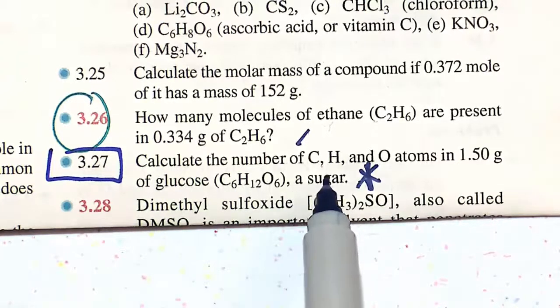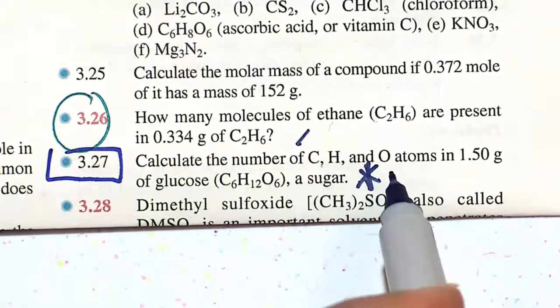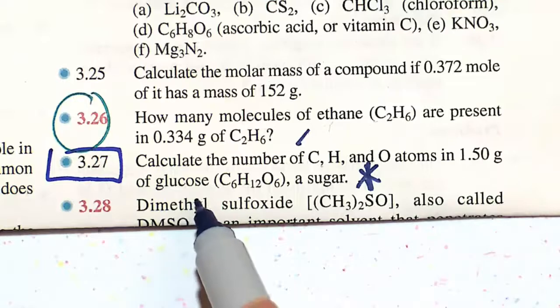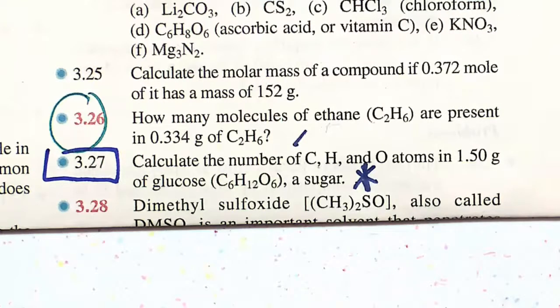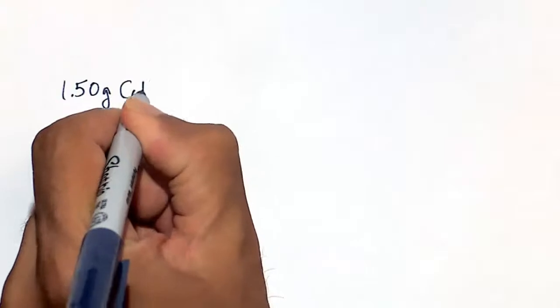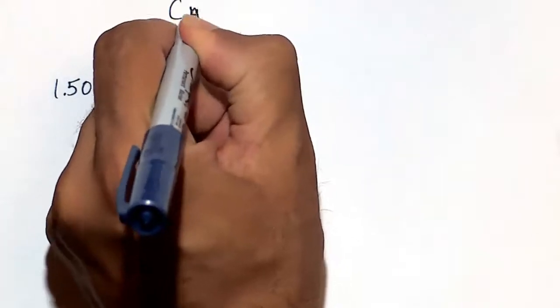Calculating the number of C, H, and O atoms, so that word atom should ring a bell and tell you we're dealing with Avogadro's number, in 1.5 grams of glucose. So let's try to attack this problem. Start with what you're given: 1.5 grams of glucose, which has a formula of C6H12O6, and we want to find carbon atoms. So let's go for carbon atoms first.